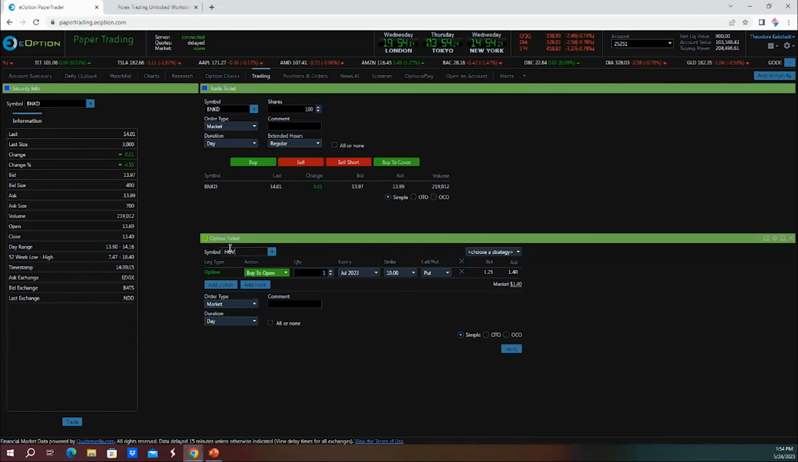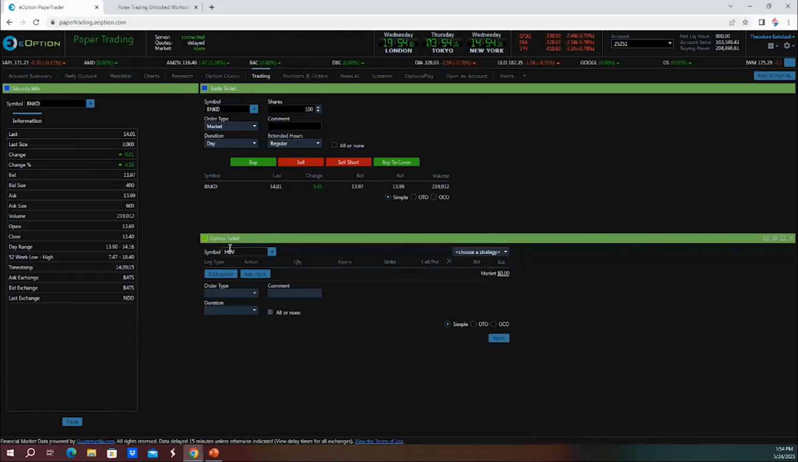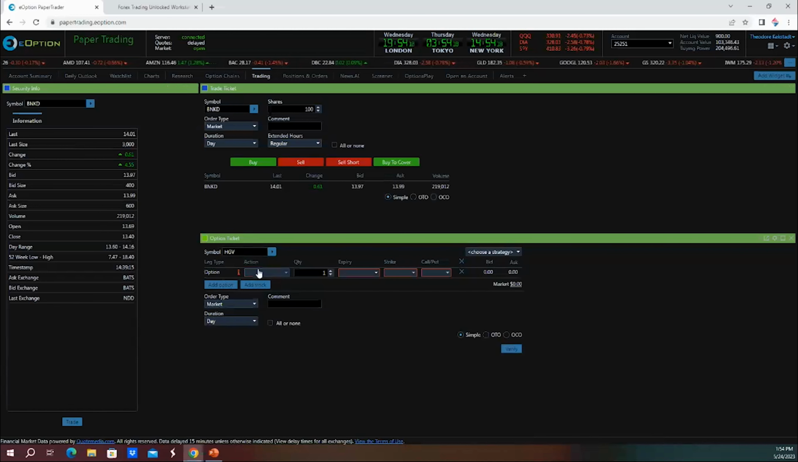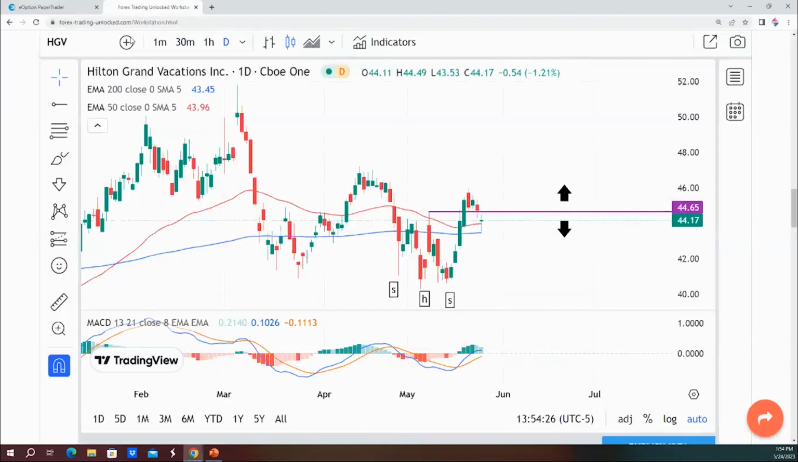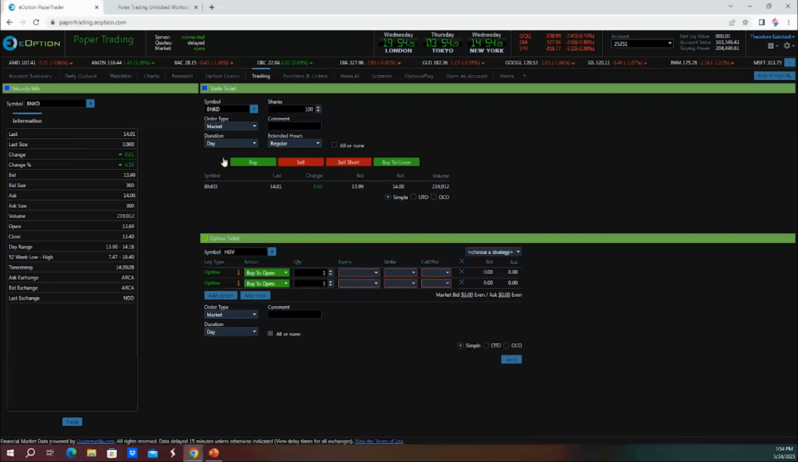This is a great example for a straddle. Okay, we're going to do a buy to open. Let's see, HGV is traveling right around $45. Let's see what the strike prices are. Let's go to July. We're going to do a strike price of 45. There we go. Perfect. Call and a put. So we have $485.